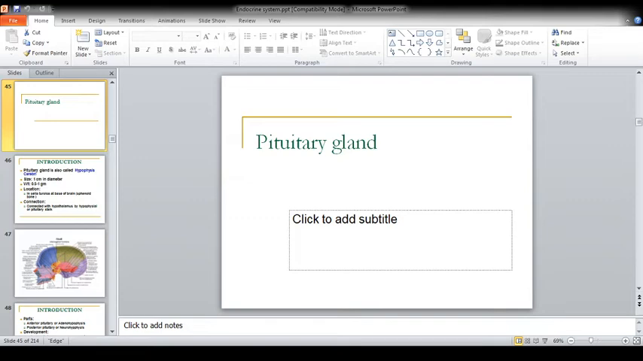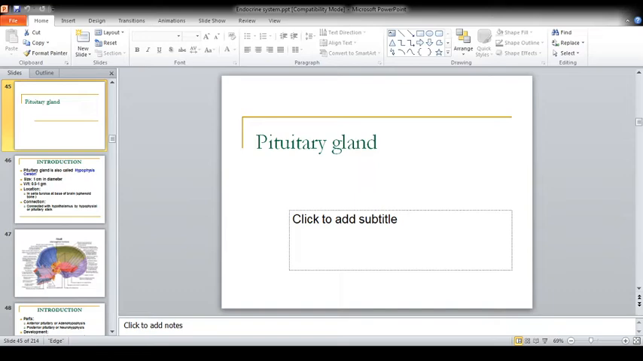It is located below the cerebral cavity in the sphenoid bone. There is a depression in the sphenoid bone that is known as the sella turcica, that is present at the base of the brain. The size of the pituitary is 0.5 to 1 centimeters in diameter, and its weight is 0.5 to 1 gram. It is located in the sella turcica at the base of the brain.